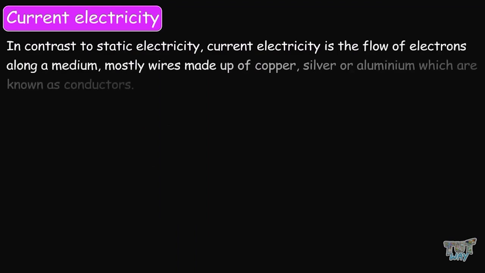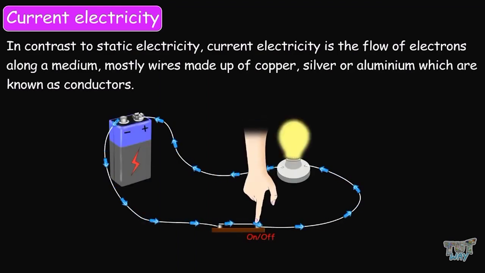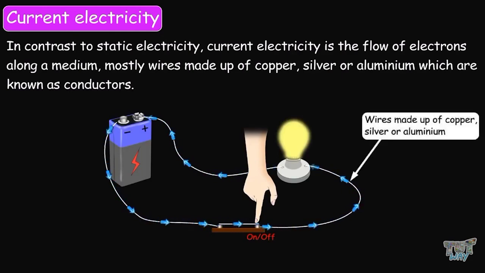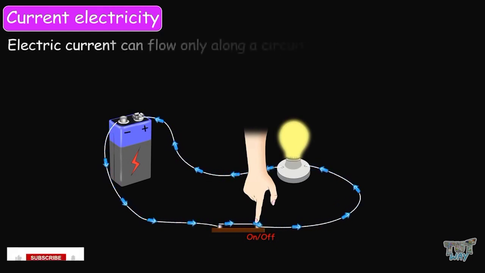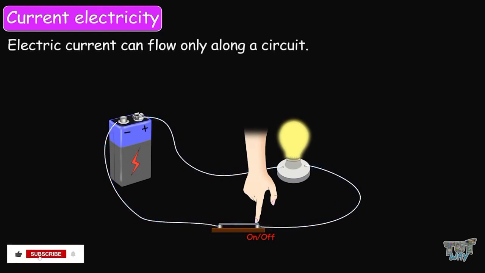Current electricity is the second type of electricity. In contrast to static electricity, current electricity is the flow of electrons along a medium, mostly wires made up of copper, silver, or aluminum. These are known as conductors, and this flow of electrons is called an electric current. And now this electric current can flow only along a circuit.